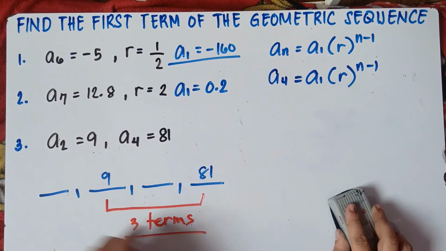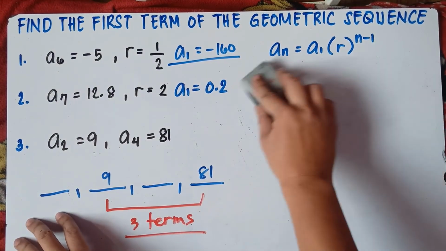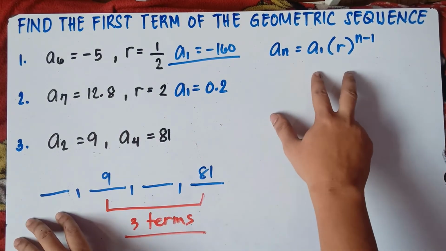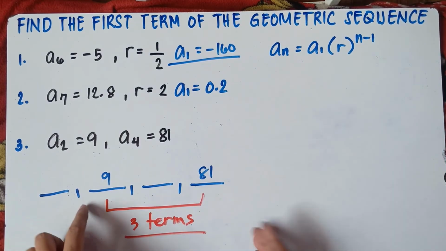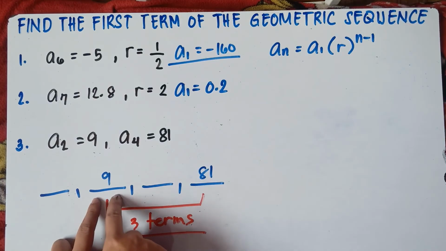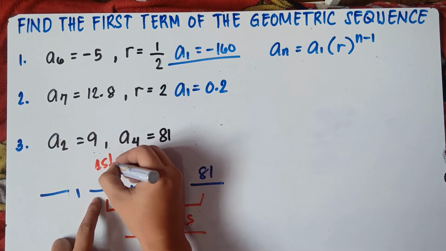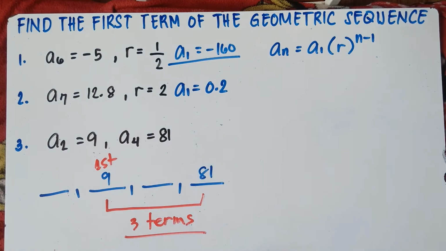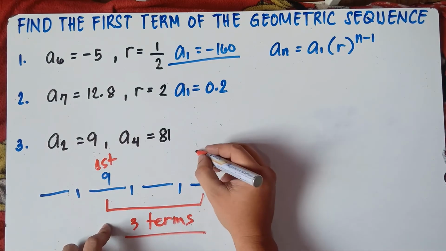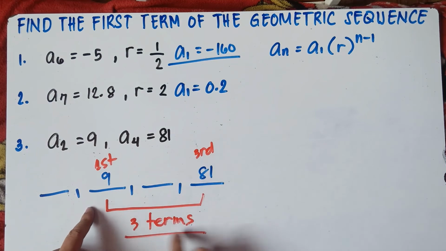Once again, you need to adjust, class, because we cannot use the formula a while ago. So the thing that you will do, this 9 for the second term, we make it into first term. So this will be our first term. We assume that this 9 will be our first term, and this 81 will be our last term, our third term. So the number of terms will be 3 terms. So let's find the common ratio.